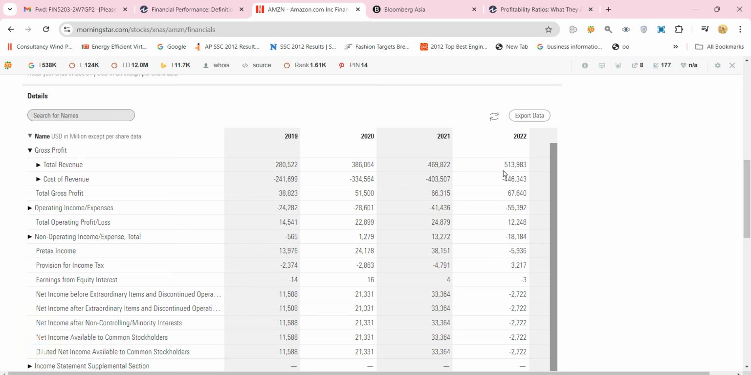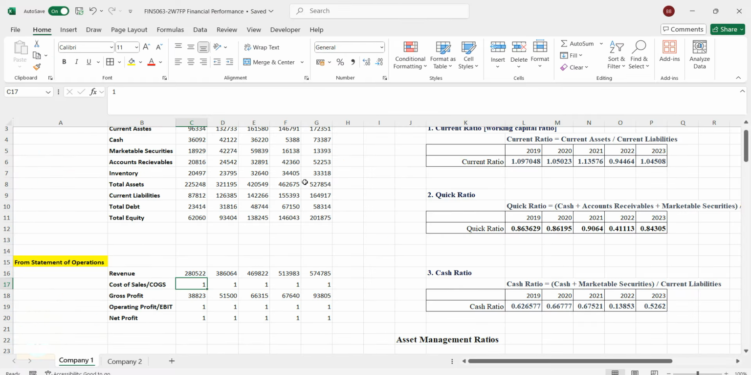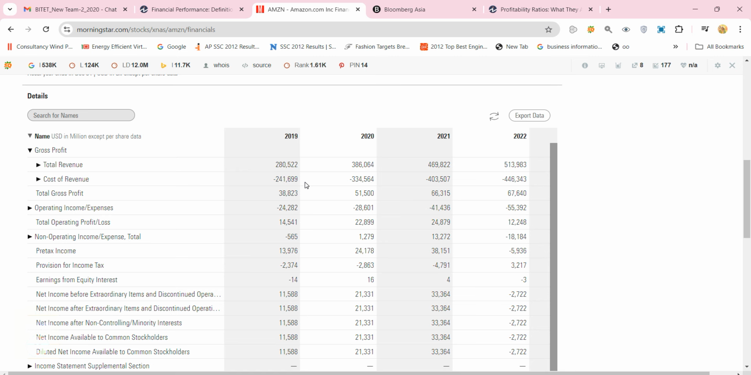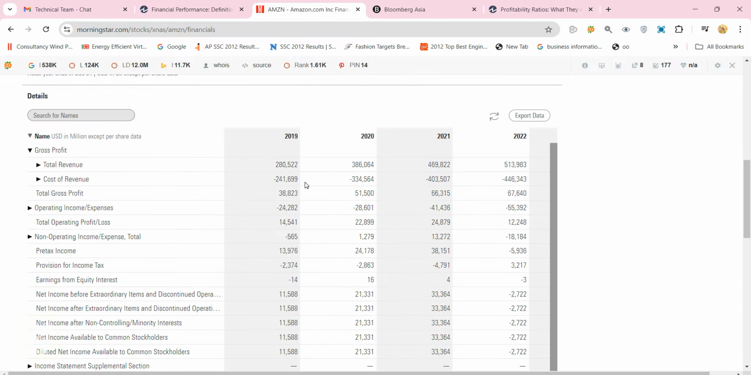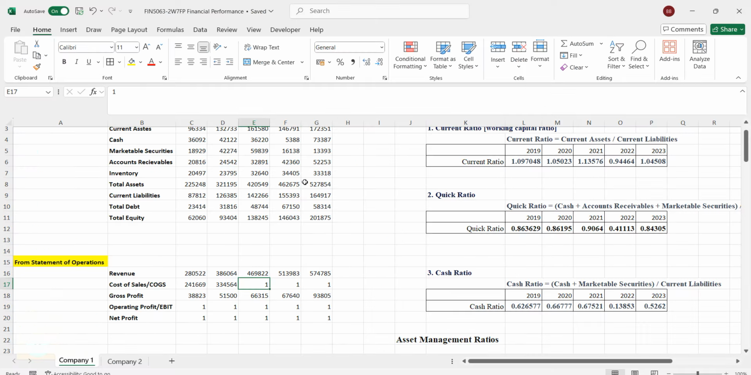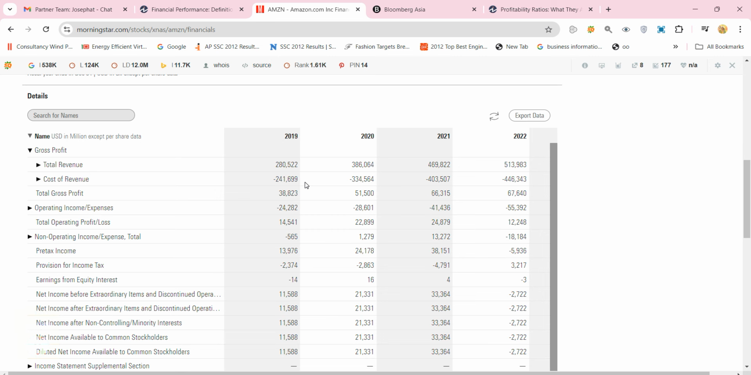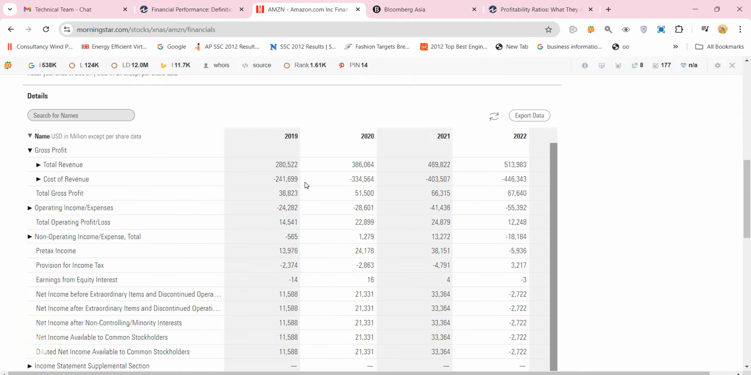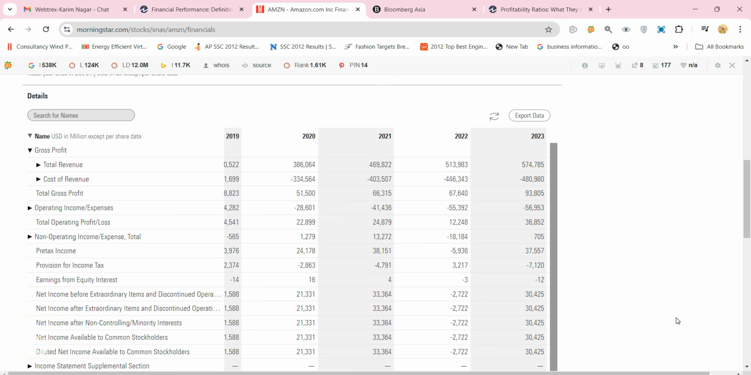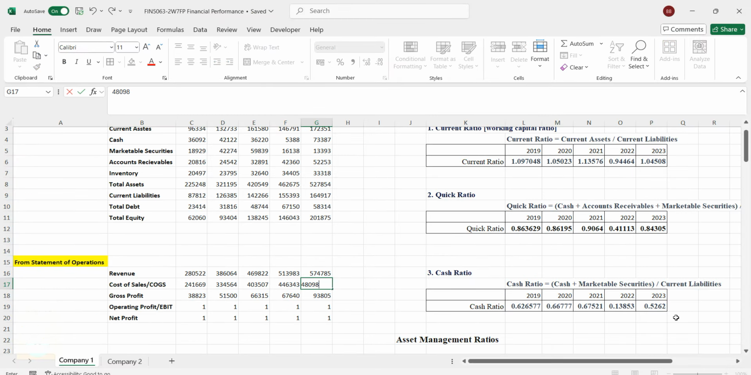Again, I'm taking values from cost of revenue. Cost of revenue I'm taking as 241,669, next 334,564, next 403,507, and 446,343. And the final value is 480,980.